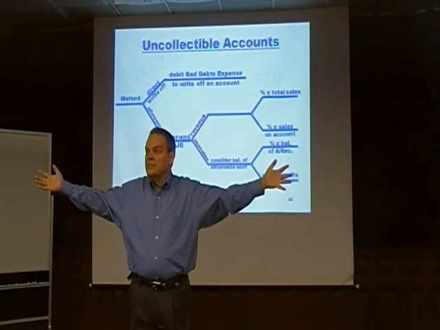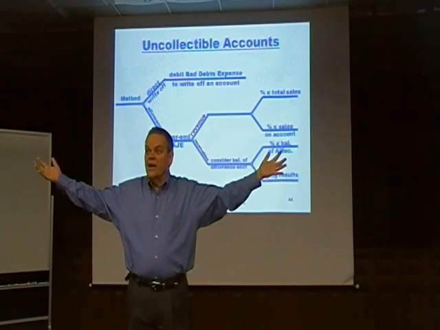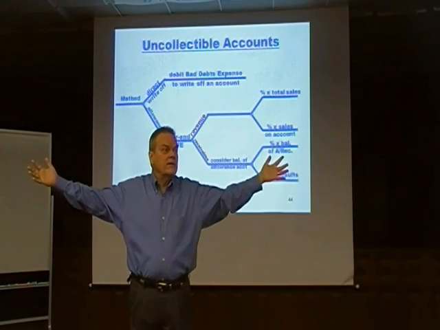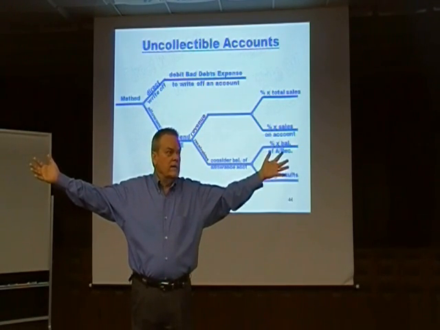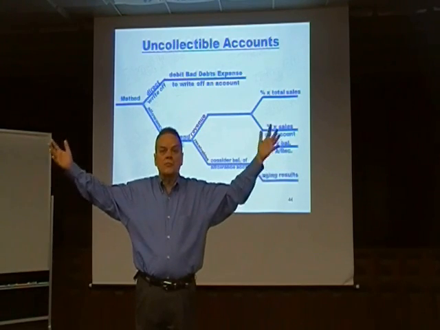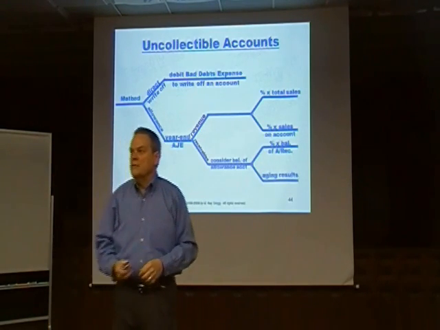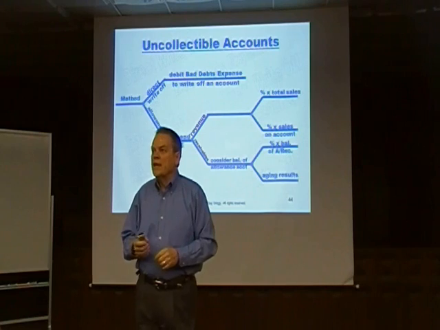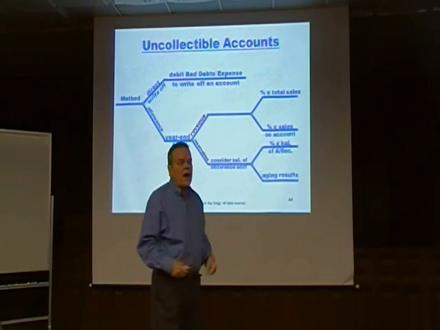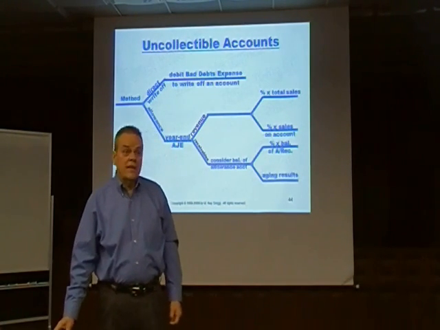Are you with me? You ought to know that in your company. You ought to be able to figure it out. What percent am I losing? Some percentage times total sales, multiply it out, make the entry for that much. Debit bad debts expense, credit allowance for doubtful accounts for that top amount. Now, that's a good way to do it.